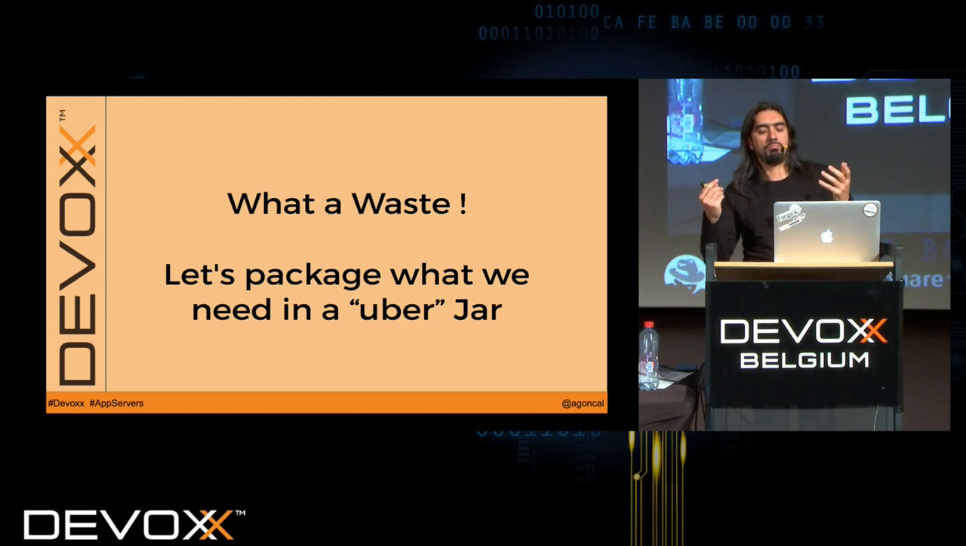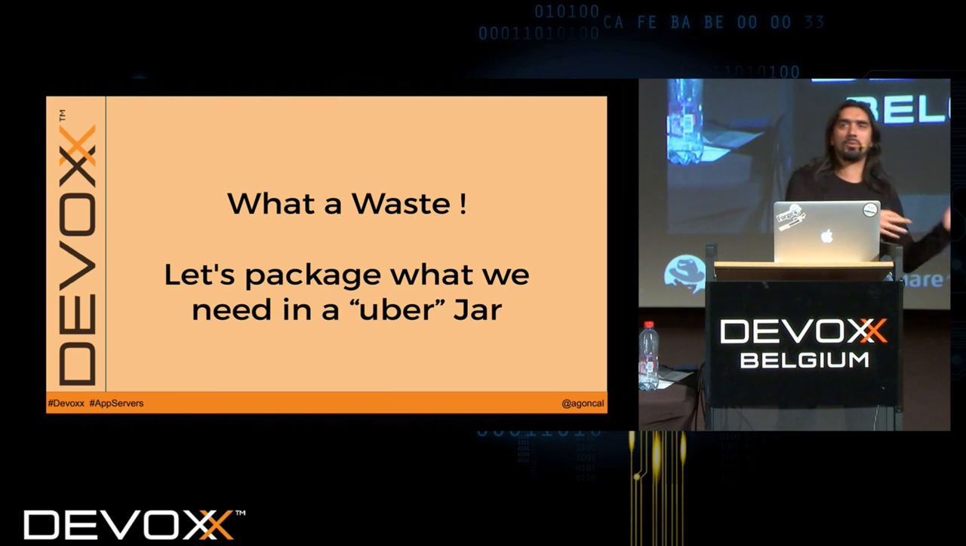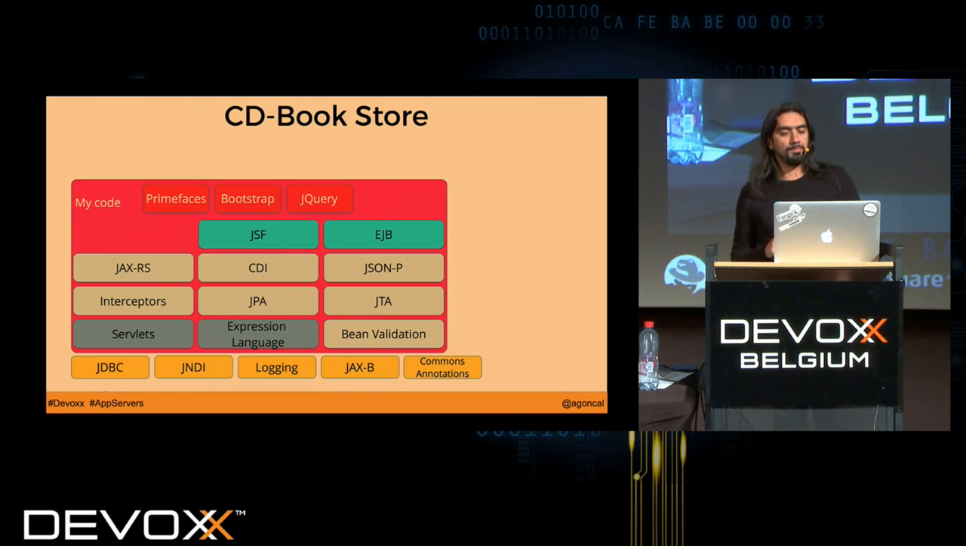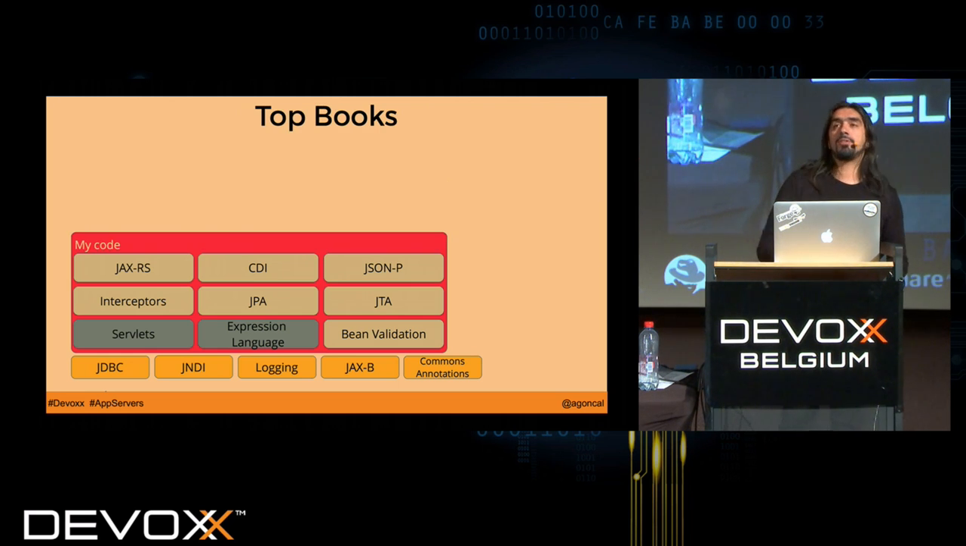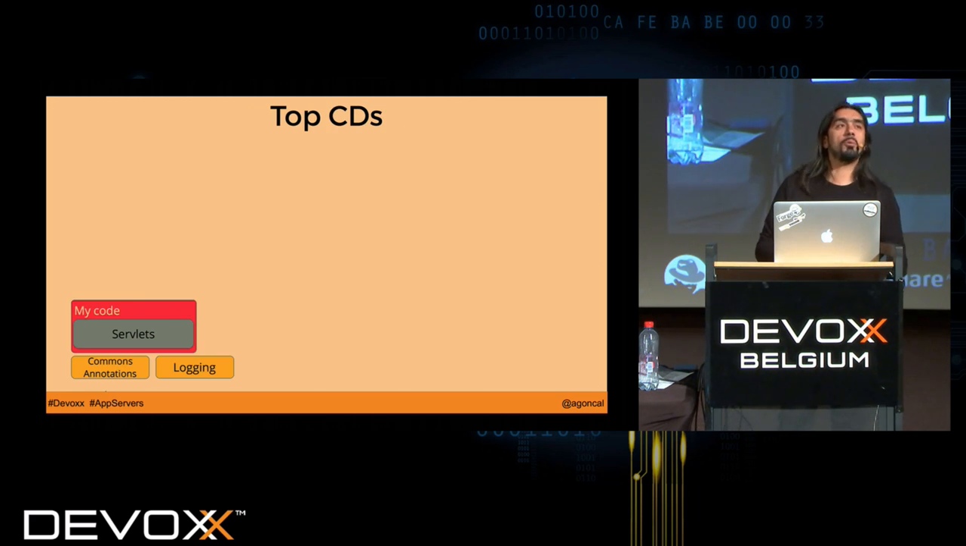In an Uber jar. So that's something new that's appearing: let's have fat jars. So we went from skinny wars to fat wars. Now we are talking about fat jars. Let's bundle the CD bookstore with only what we need. We don't need batch, we don't need JMS. Let's package the top books with only what we need, JPA and JSONP. And the best of the best is the top CD because it's only a servlet.